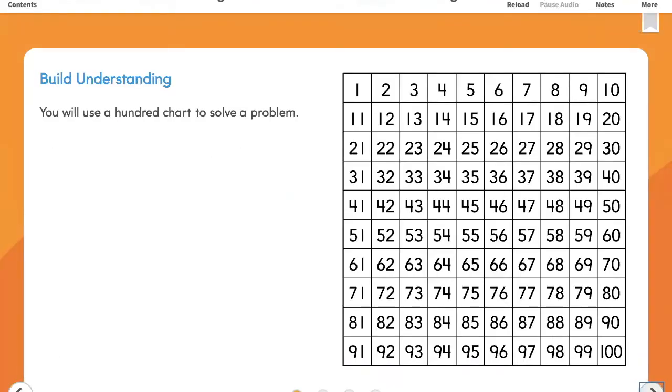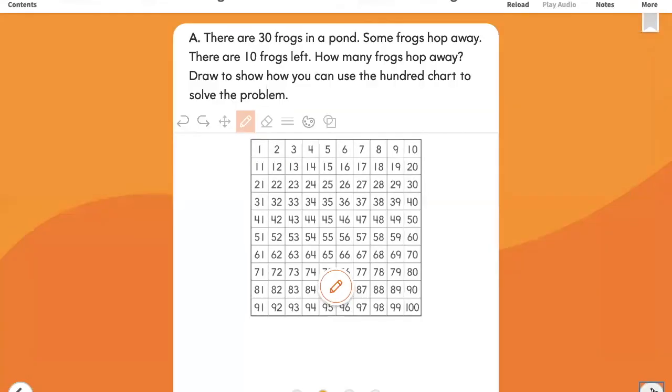Let's take a look at page 388. Build your understanding. You will use a 100 chart to solve a problem. Letter A. There are 30 frogs in a pond. Some frogs hop away. There are 10 frogs left. How many frogs hop away? Draw to show how you can use the 100 chart to solve the problem.